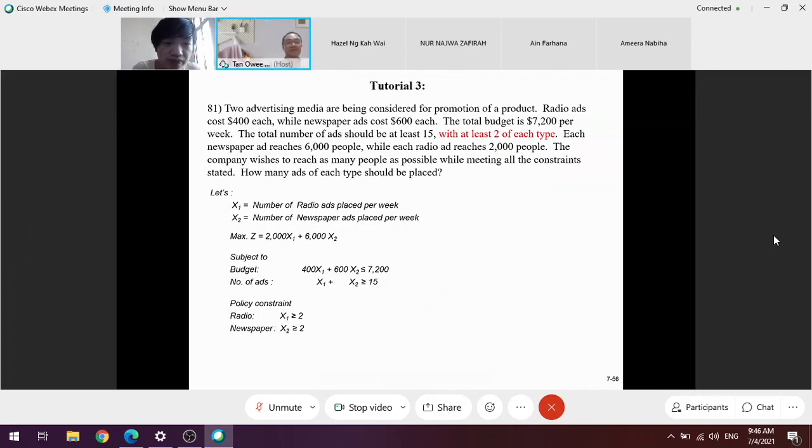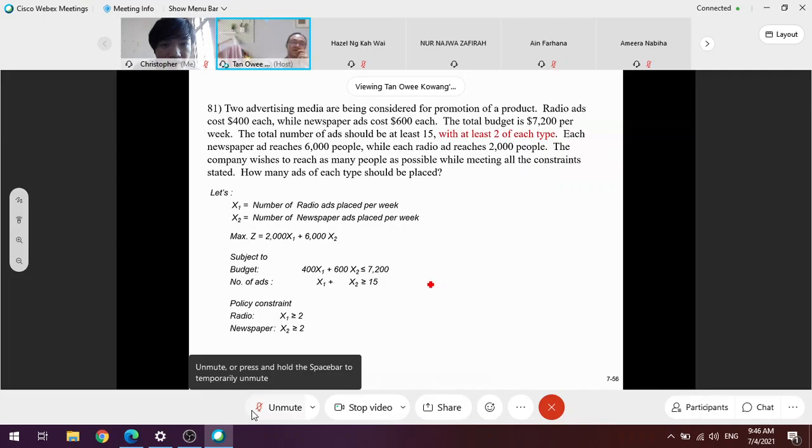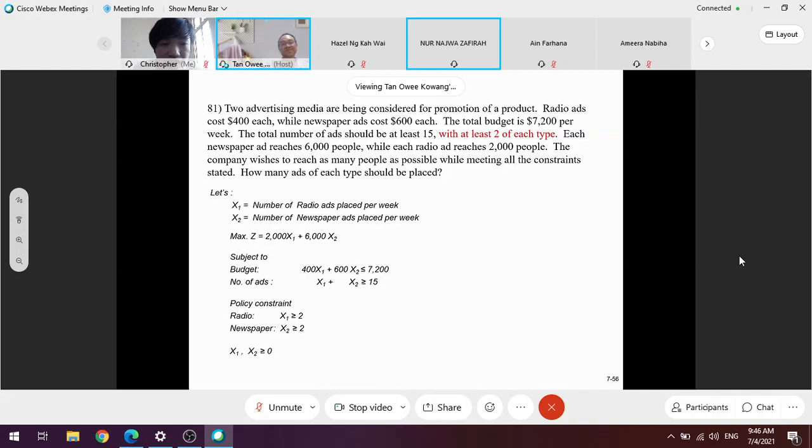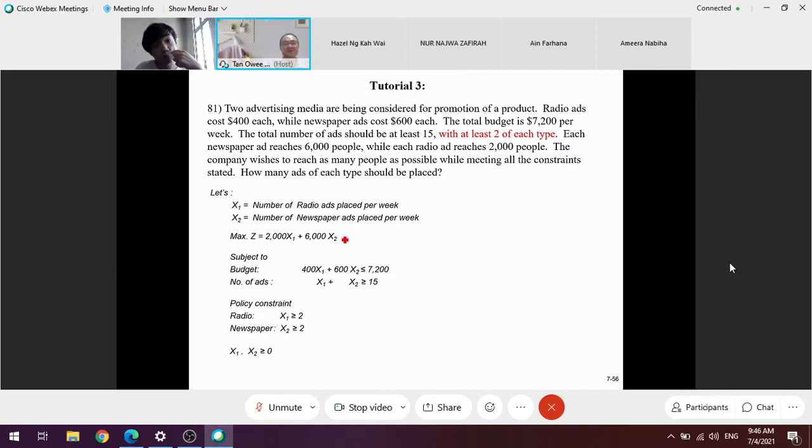Tadi jawab 5 kan? Maka 4 kurang 1. Mana satu yang tak ada? Nafira tadi jawab 5, saya kata betul. Maka 4 saja. Apa yang kurang? Non-negativity. Yes. So betul lah. Okay, so you have 1, 2, 3, 4, 5 constraint. Nah, ini objective function dia.